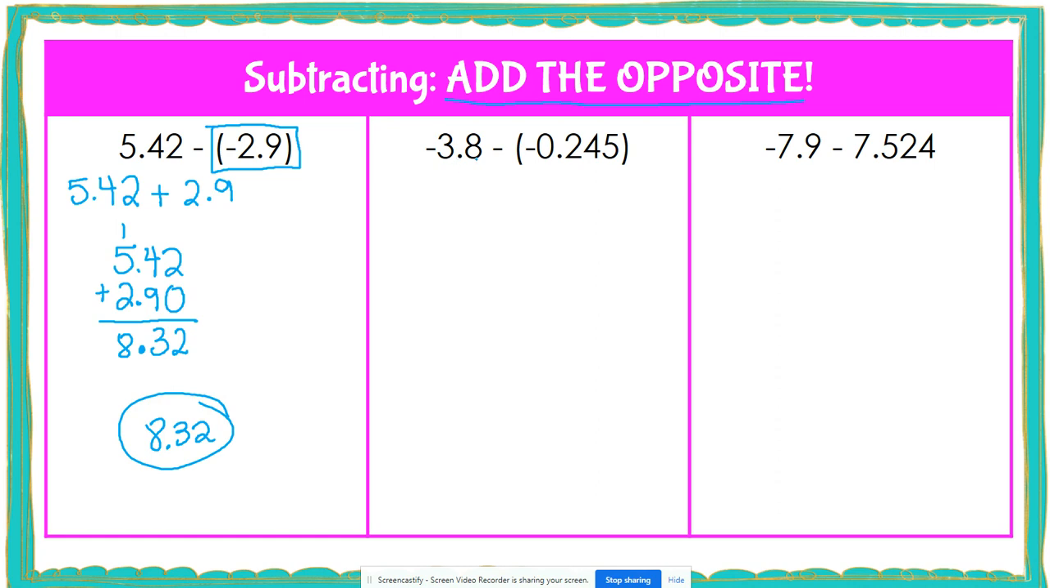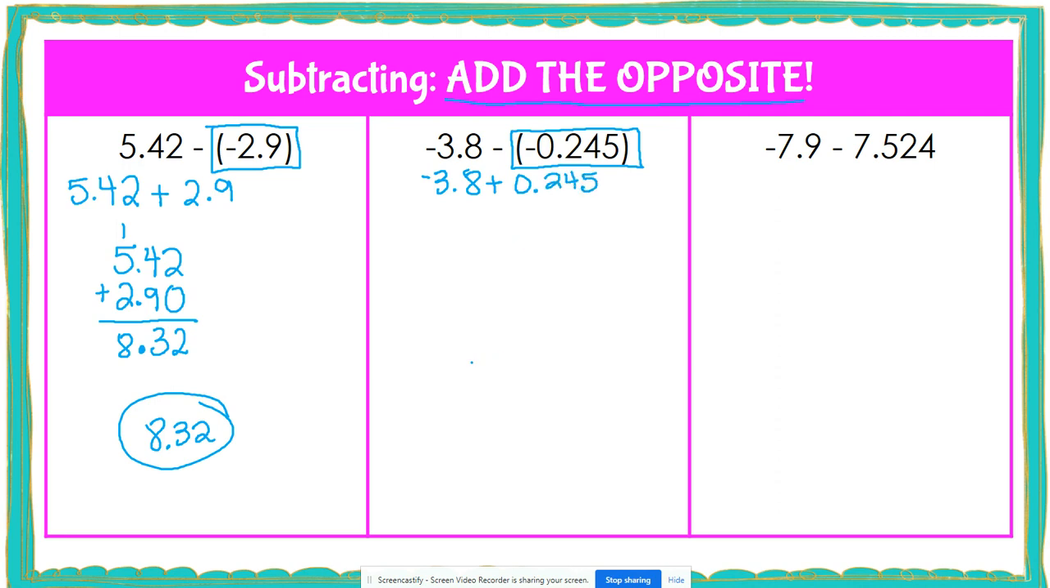Now let's look at -3.8 minus -0.245. I'm going to rewrite this as an addition problem, so -3.8 will stay the same. Subtract will become add, and -0.245 is going to become its opposite. The opposite of -0.245 is +0.245.